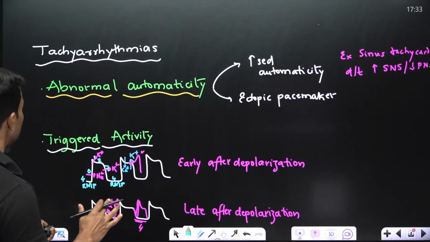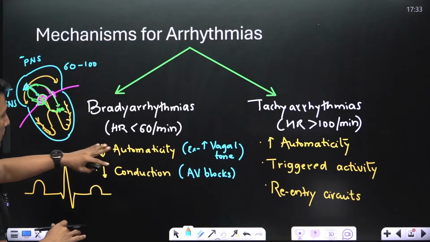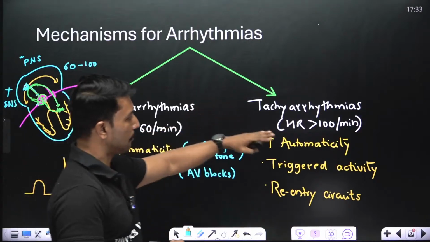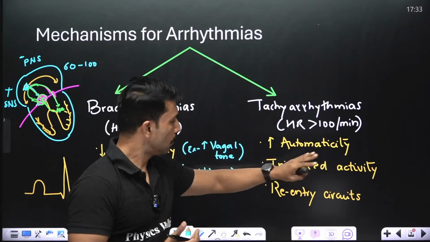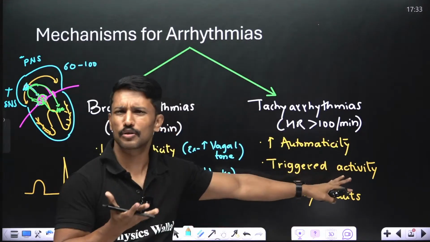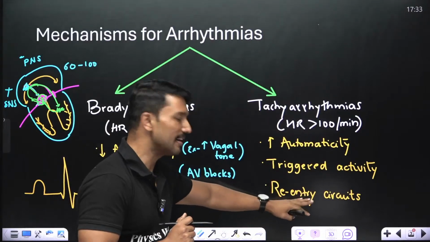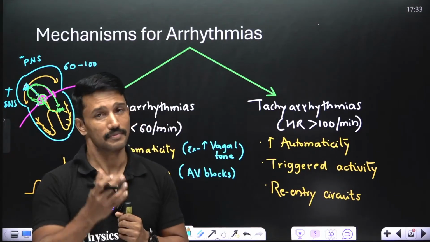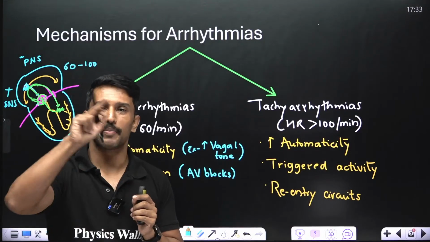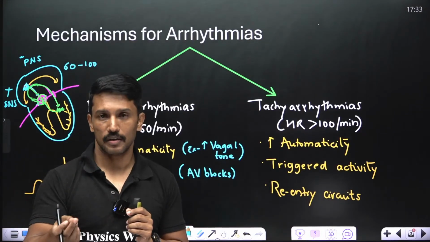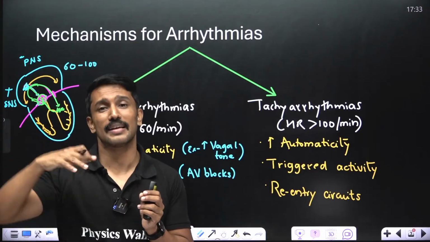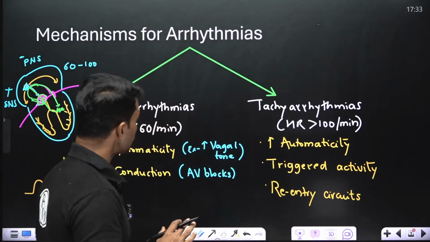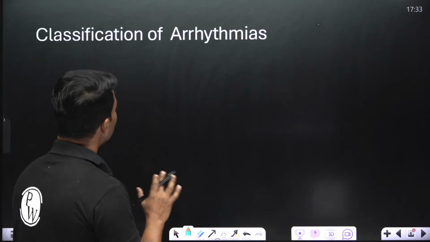So to summarize again, bradyarrhythmias can happen because of decreased automaticity or decreased conduction. Tachyarrhythmias can happen because of increased automaticity or triggered activity, mainly because of electrolyte abnormalities, or re-entry circuits. Re-entry circuits may be situated in the AV node itself, which causes AVNRT, or it may be because of an accessory pathway. So this re-entry circuit is formed by an additional pathway that causes AVRT. Clear? So these are the mechanisms of arrhythmias.